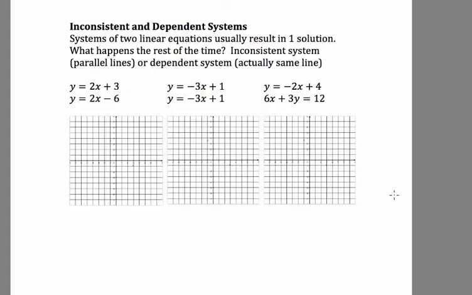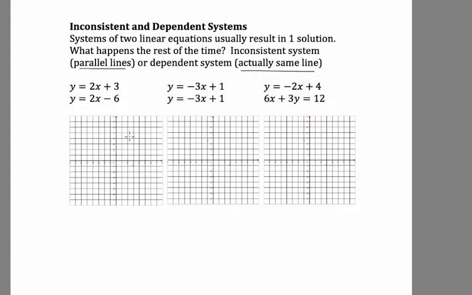We've talked about solving systems of equations, and with a system with two linear equations, what usually happens is you have two lines, and the intersection point of those lines is your solution. So usually there's one solution. I want to talk about a couple of cases that result in something different: an inconsistent system, which is parallel lines, and a dependent system, which is two of the same lines.